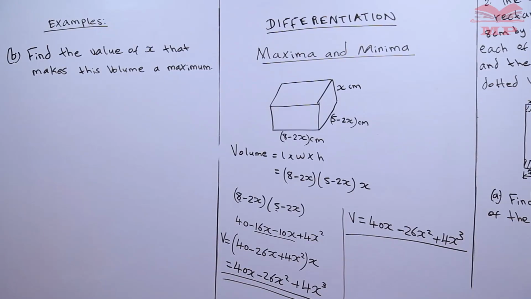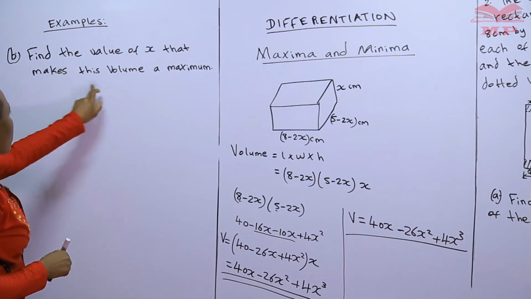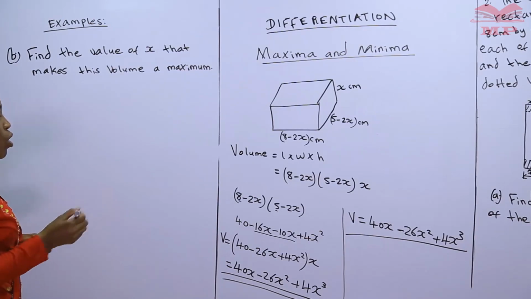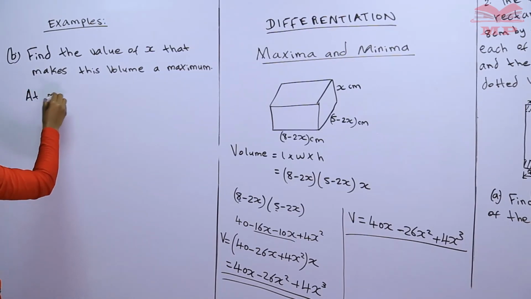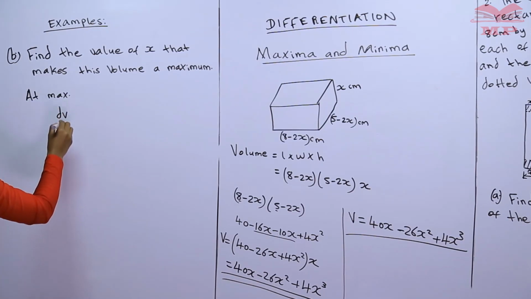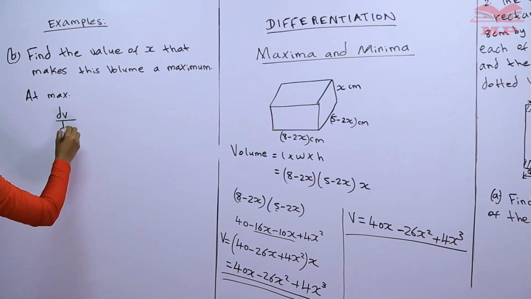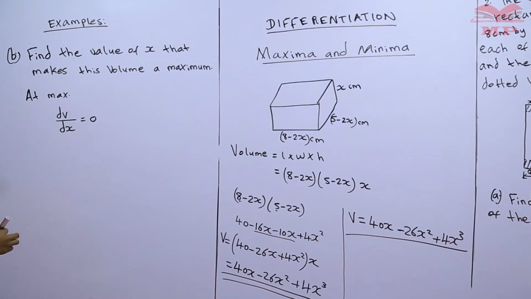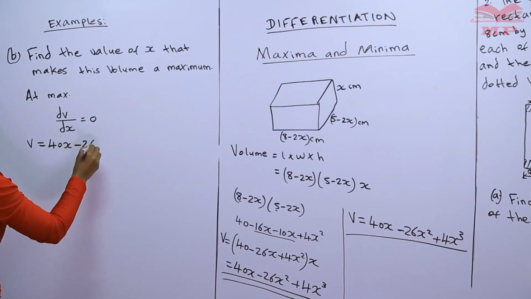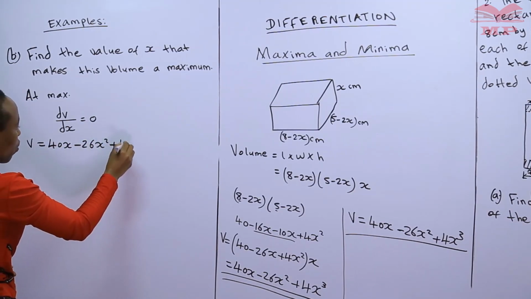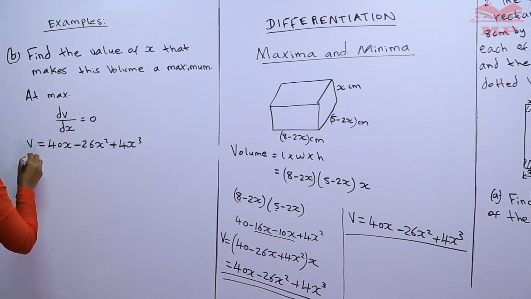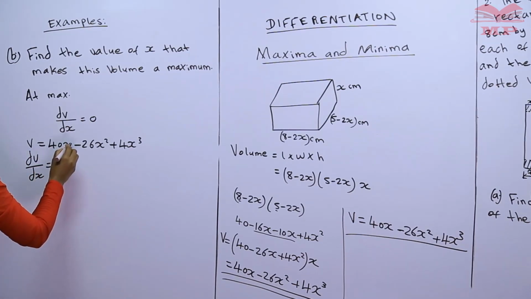Again, for the value of x that makes this volume maximum, we know very well that at the maximum, dV over dx will be equal to 0. So we want to find the value of x whereby dV/dx is equal to 0. So we have V equal to 40x minus 26x squared plus 4x cubed.